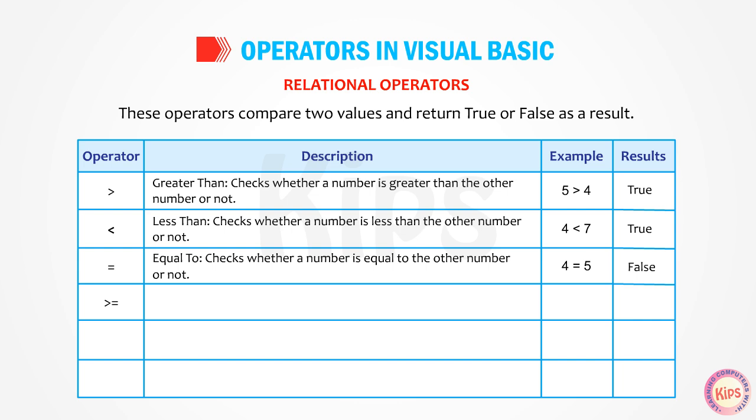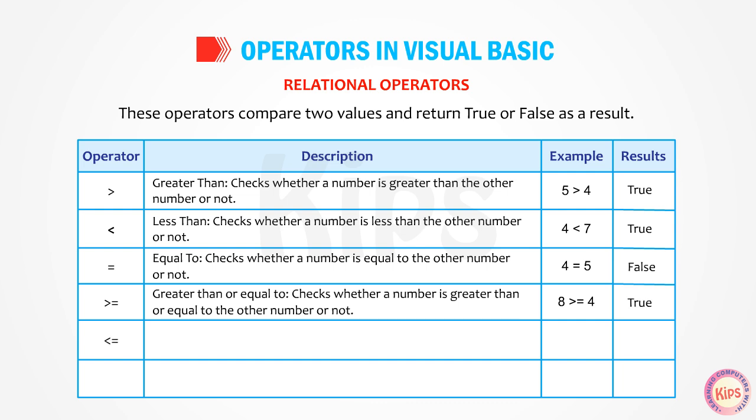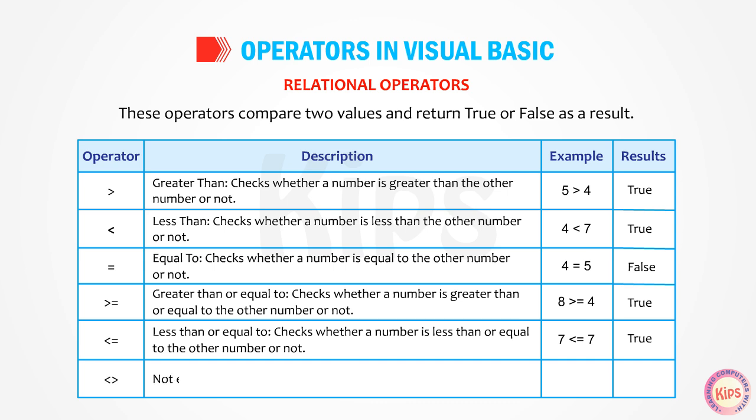Greater than or equal to checks whether a number is greater than or equal to the other number or not. 8 >= 4 is true. Less than or equal to checks whether a number is less than or equal to the other number or not. 7 <= 7 is true. Not equal to returns true if the numbers are not equal. 4 <> 6 is true.